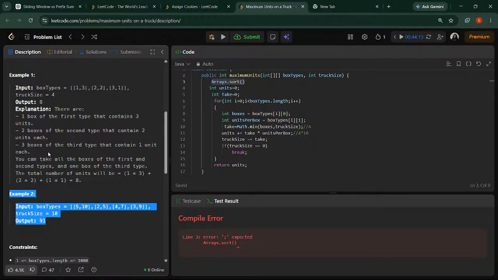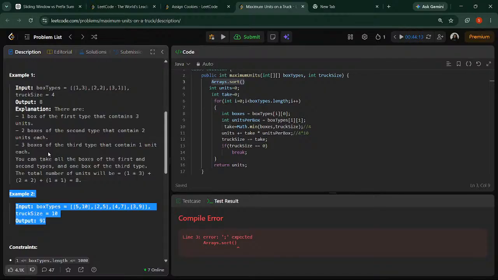We got 3. And then boxes equal to 2. 0, comma 0. It will be 1, comma 0 and 1, comma 1, right? Boxes will be 2 and units will be 2. We'll take the minimum 2, comma 3. So our units will be 2 into 2, it is 4. And 4 plus 3 is 7.